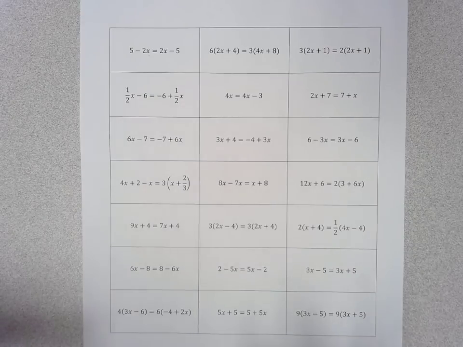Some of them have one solution. You'll get an x equals a number. Some have none, where you'll have only the constants left and they won't be equal. Or you'll have infinite, where you'll have only the constants left and they'll be the exact same number on both sides of the equal sign. And those will be infinite solutions.